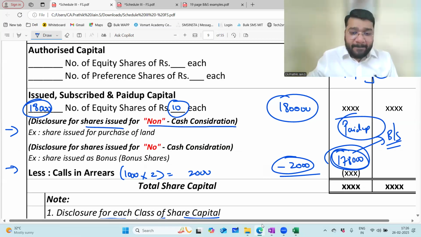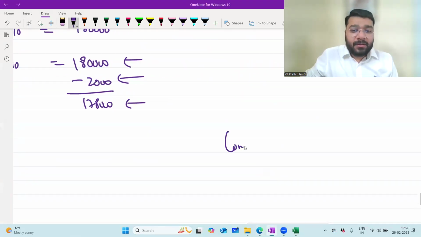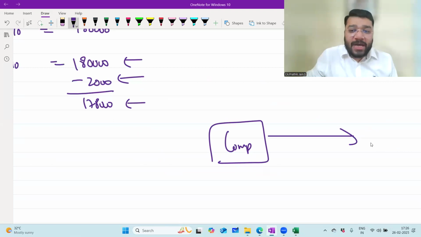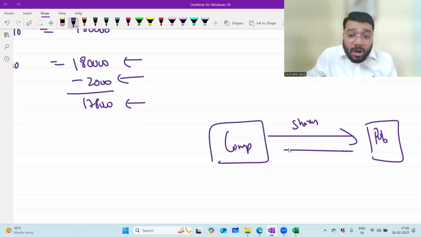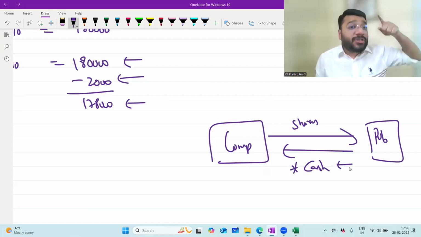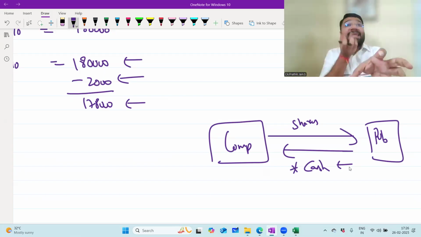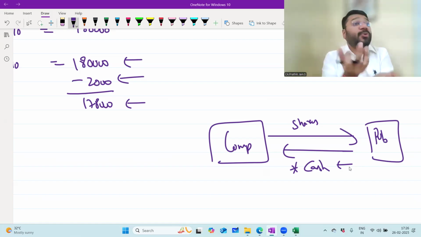So here, the company is issuing shares to the public. Normally in return, what do we get? Normally in return, we get cash. Then we say that shares are issued in consideration of cash, or shares are issued for cash consideration. Means what? I'm issuing shares, what am I getting in return? Consideration means to get something in return.